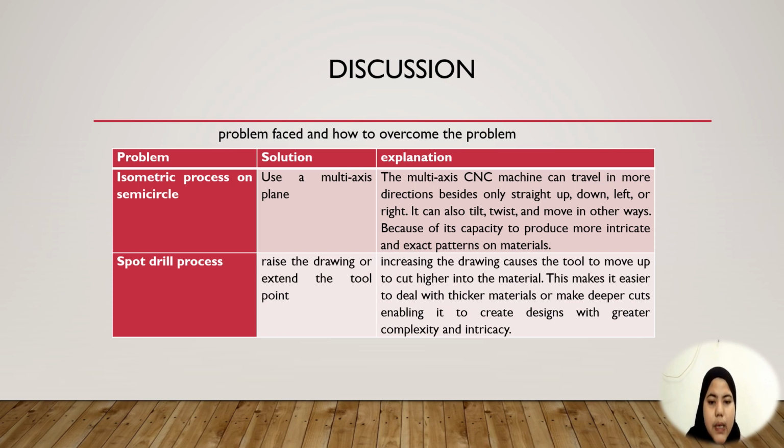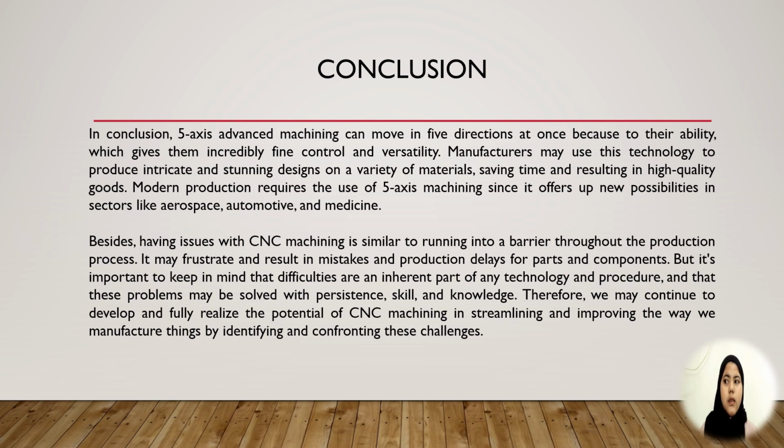The conclusion is that 5-axis machining can move in 5 directions at once because of their ability, which gives them incredible, fine control and versatility. So manufacturers may use this technology to produce intricate and stunning designs on a variety of materials, saving time and resulting in a high quality product. So modern production requires the use of 5-axis machining since it opens up new possibilities in sectors like aerospace, automotive, and also in the medical sector.